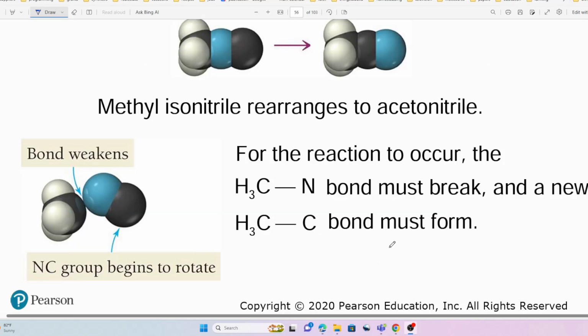For this reaction to occur, the bond connecting this carbon, which is shown in black, to this nitrogen has to weaken. So the methyl group is attached to the nitrogen, and this bond has to weaken and ultimately break, and a new carbon-carbon bond has to form. So this bond is going to break and this bond is going to form. So the nitrile group begins to rotate in order for this process to occur.